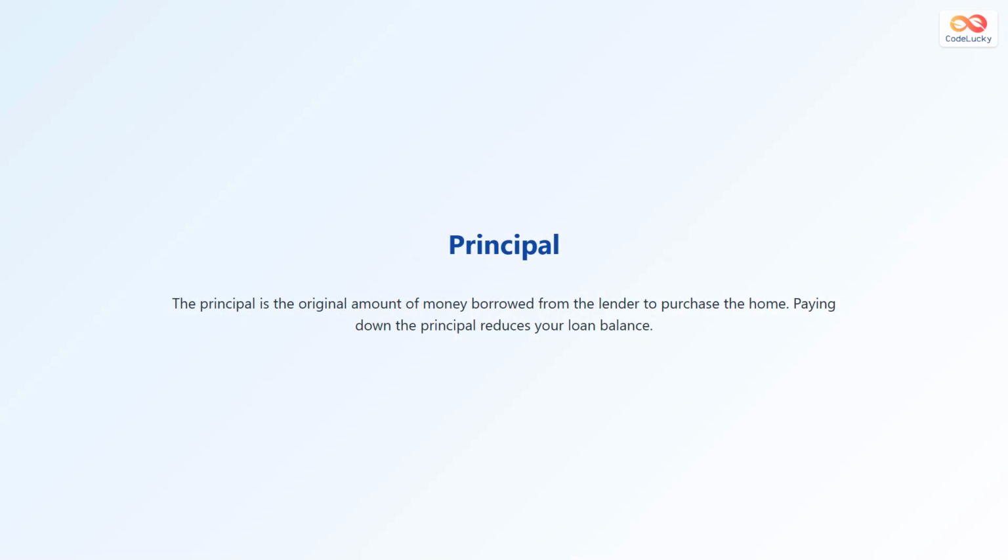The principal is the original amount of money borrowed from the lender to buy the house. Each monthly payment you make includes a part that reduces this principal amount until it is fully paid off.